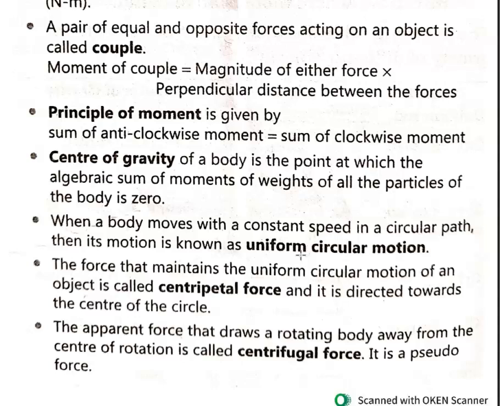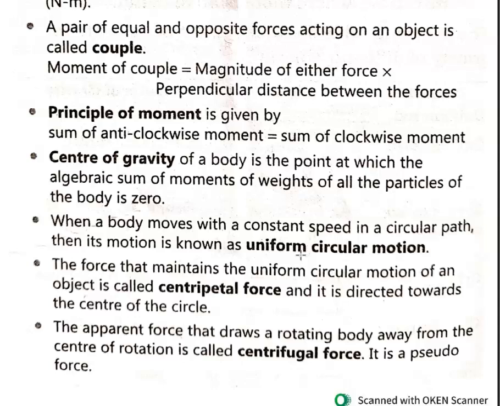Next, uniform circular motion. We also have talked about uniform circular motion in the second video. When a body moves with a constant speed in a circular path, then its motion is known as uniform circular motion. Remember, in uniform circular motion, the speed is constant while the velocity is variable because the direction of motion is changing at every point. Hence, we say that uniform circular motion is an accelerated motion.